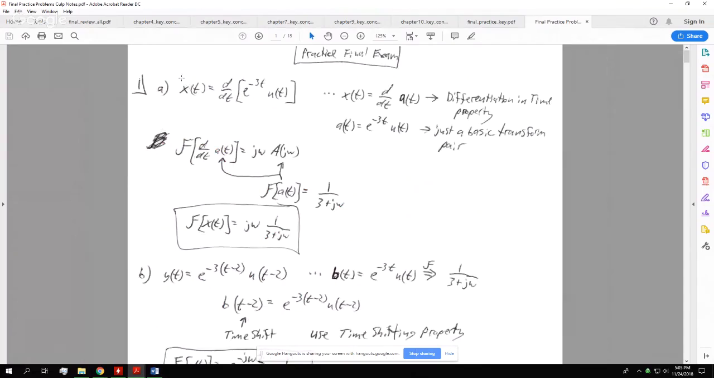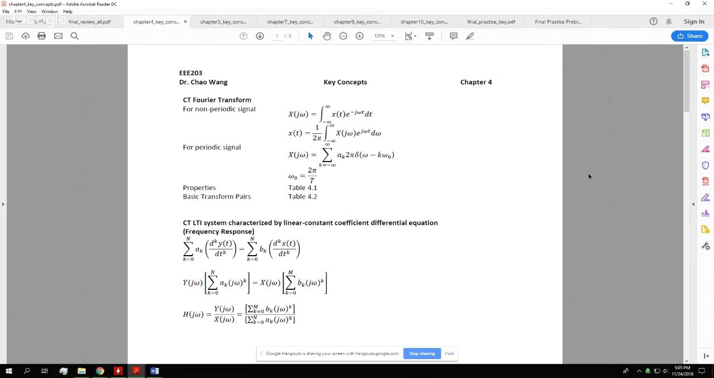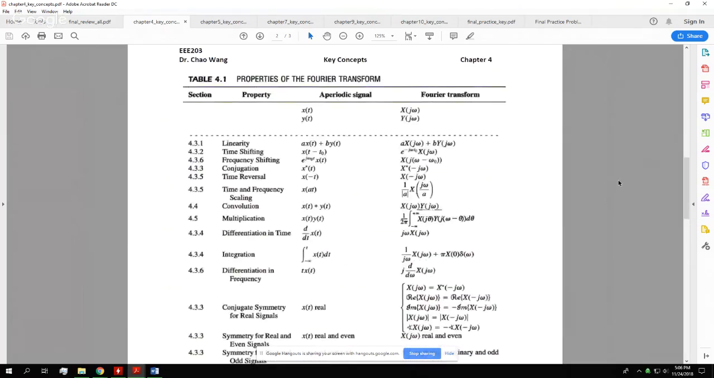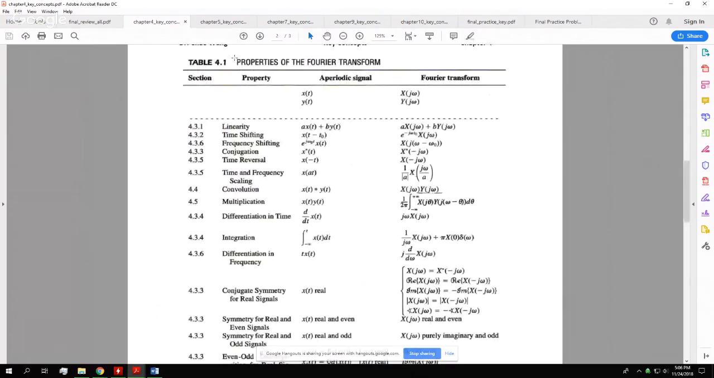And I have here my notes. I just rewrote the problem, the signal. And this problem is very straightforward. All we're going to be doing is using a basic transform pair and then applying the differentiation in time property. So if we go over to our key concept sheet, this is for the continuous time Fourier transform. I'm going to scroll down to those tables. The first table is always the properties of the Fourier transform.